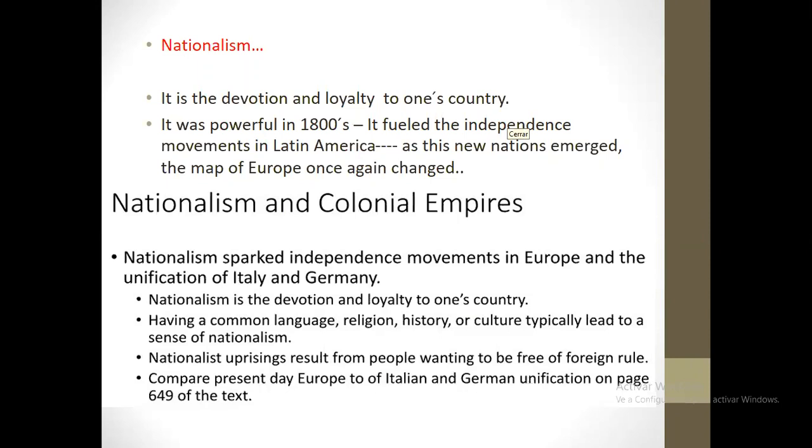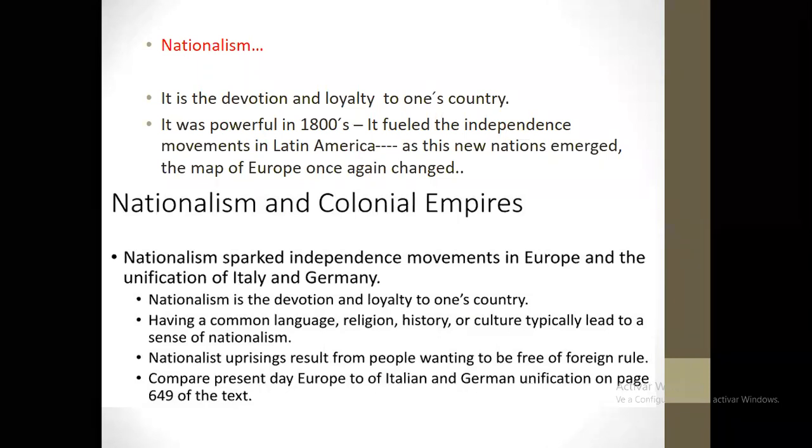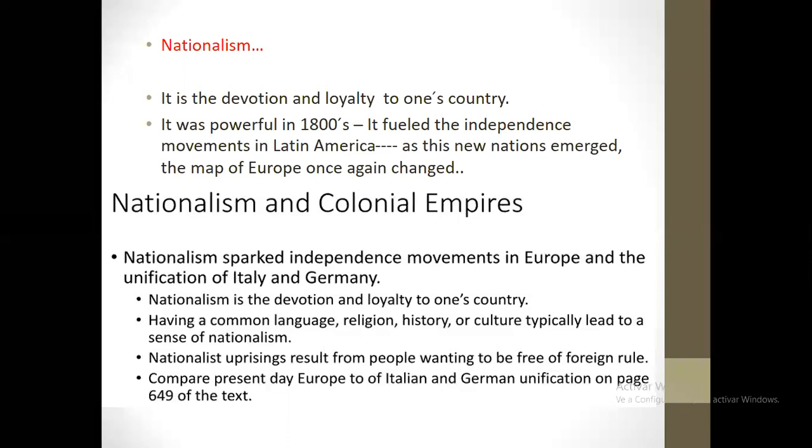Okay, ready. It was a term that was developed during those days, and what it means is devotion or loyalty to one country. It was also powerful in the 1800s. It fueled the independence movement in Latin America also, because all this movement came from Europe.